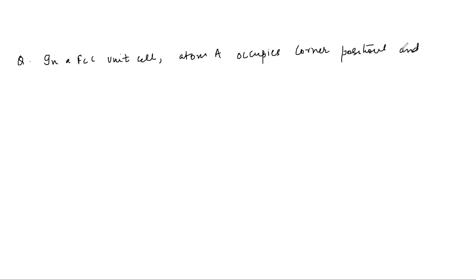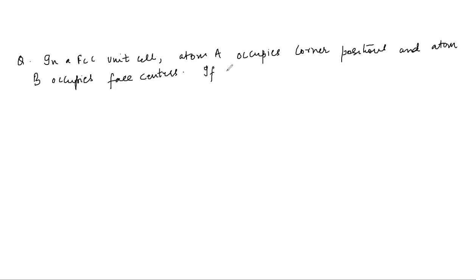Let us move on to the next question. The next question is: in an FCC unit cell, atom A occupies corner positions, and atom B occupies face centers.